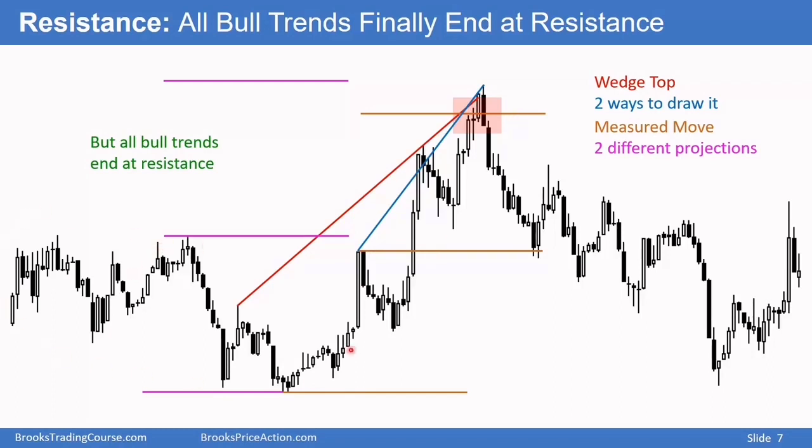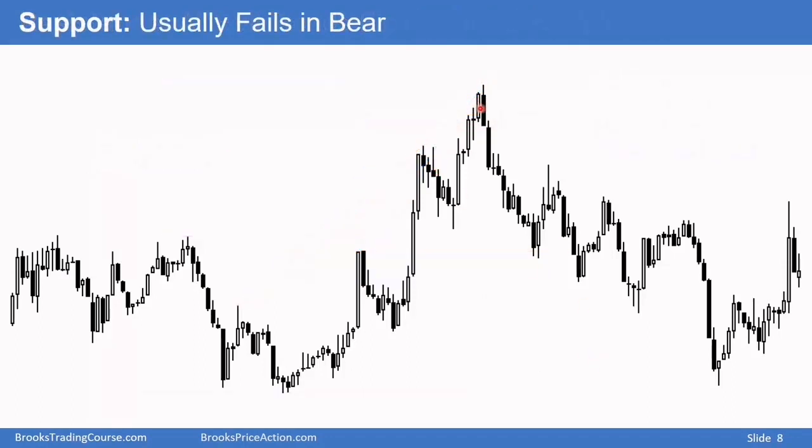We have a trading range. A market, when it breaks above a range, often goes up for a measured move. The bottom of the range, the top of the range, measured move. So we have a wedge top and two different measured move projections. And we have a decent sell signal bar.